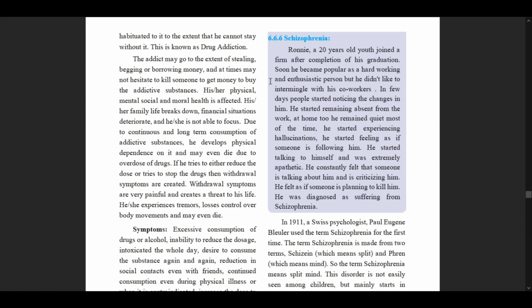He constantly felt that someone is talking about him and is criticizing him. He felt as if someone is planning to kill him. He was diagnosed as suffering from schizophrenia.